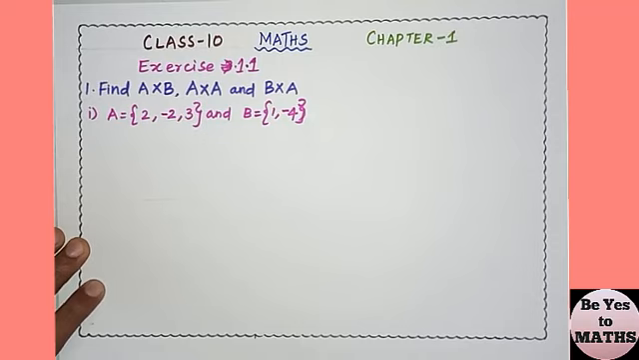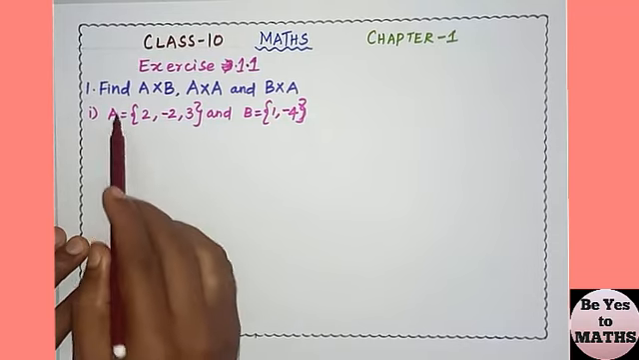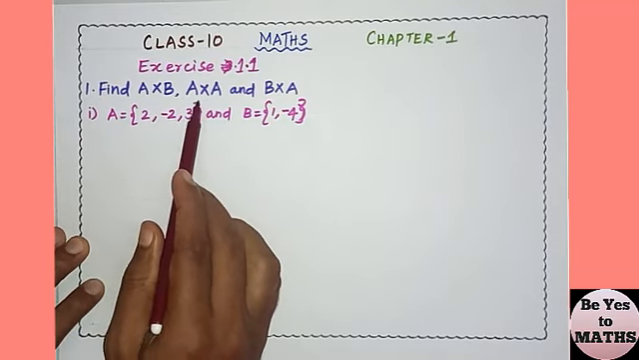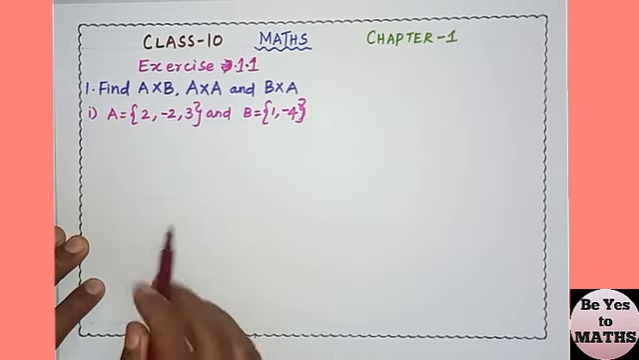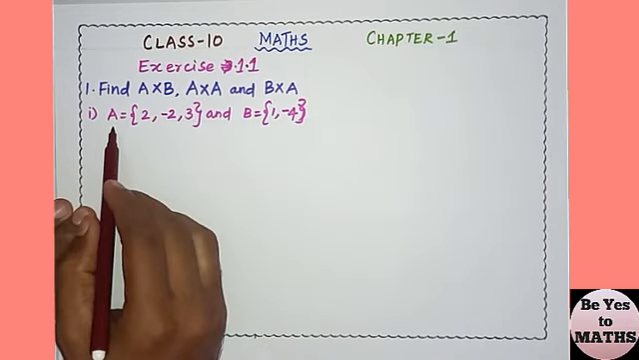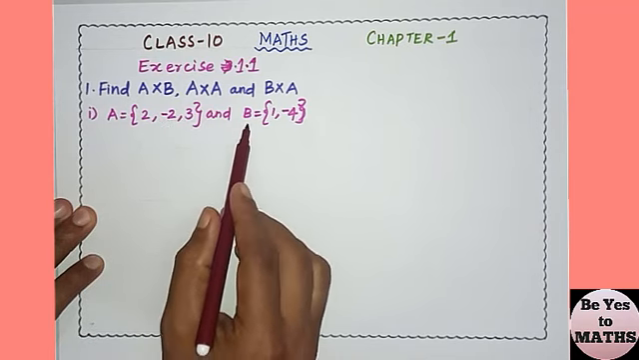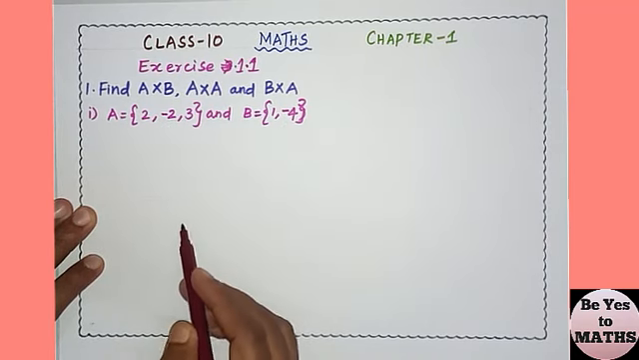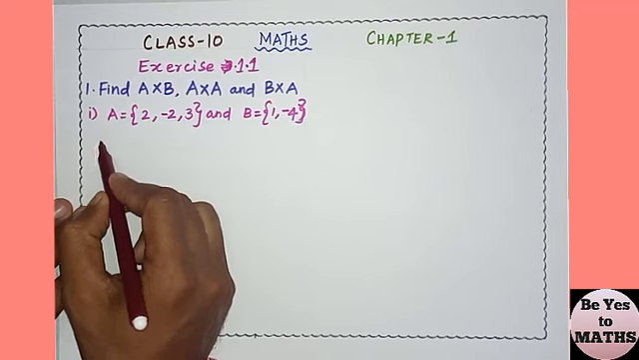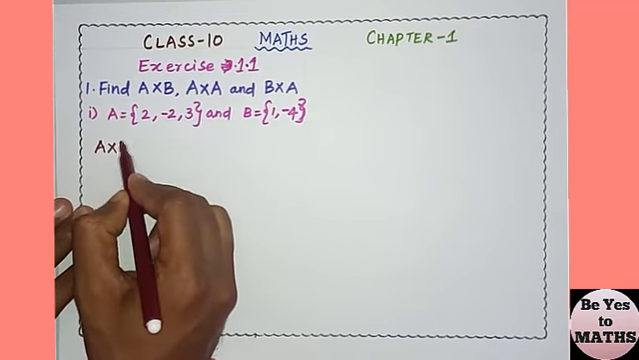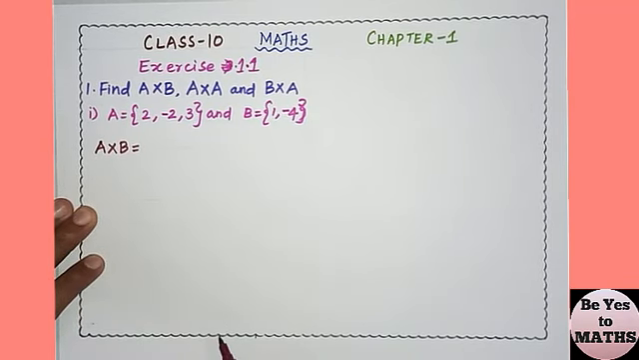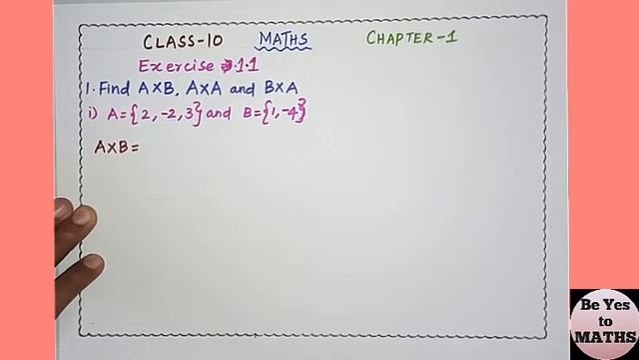The first question is find A cross B, A cross A and B cross A. The first subdivision: A set is 2, minus 2, 3 and B set is 1, minus 4. First we'll find out A cross B. For this we can easily solve using domain and codomain diagram.